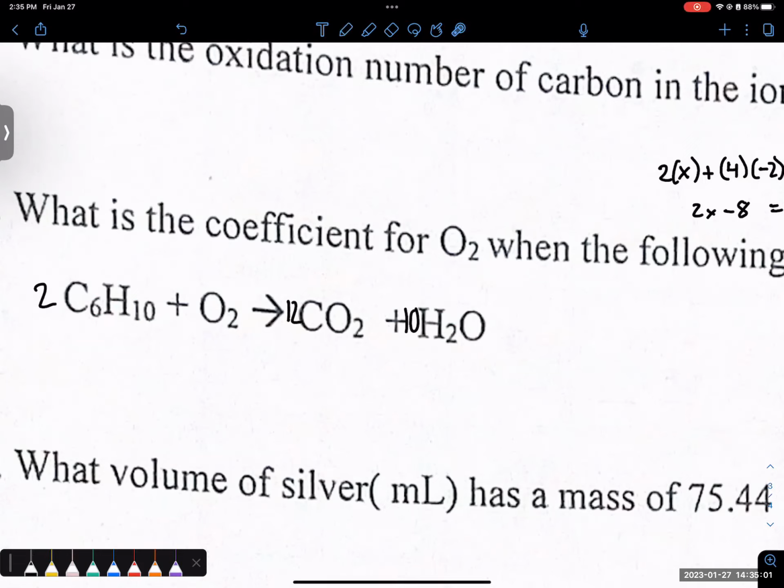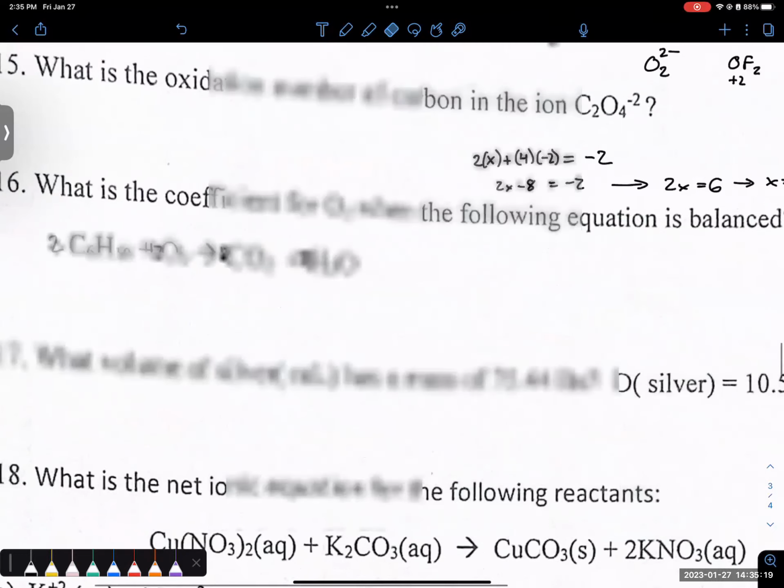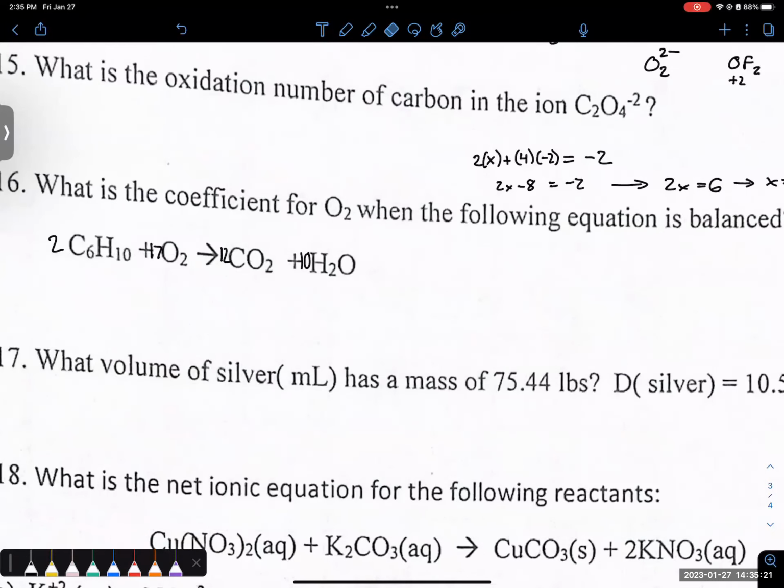And then now we have 24 oxygens here. We have 10 oxygens here. That's 34, which means you need 17 here. So is that the correct answer? That's the right answer that y'all got in class.